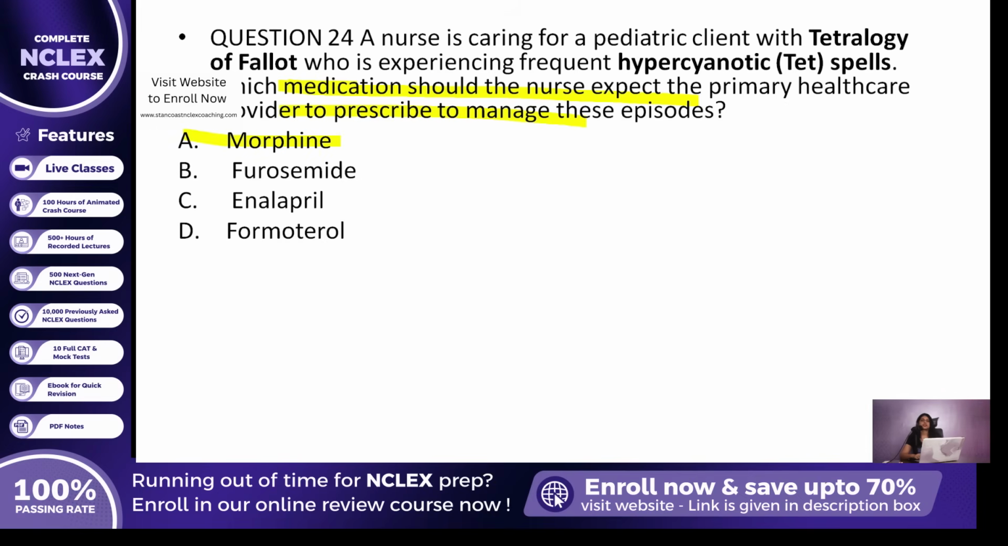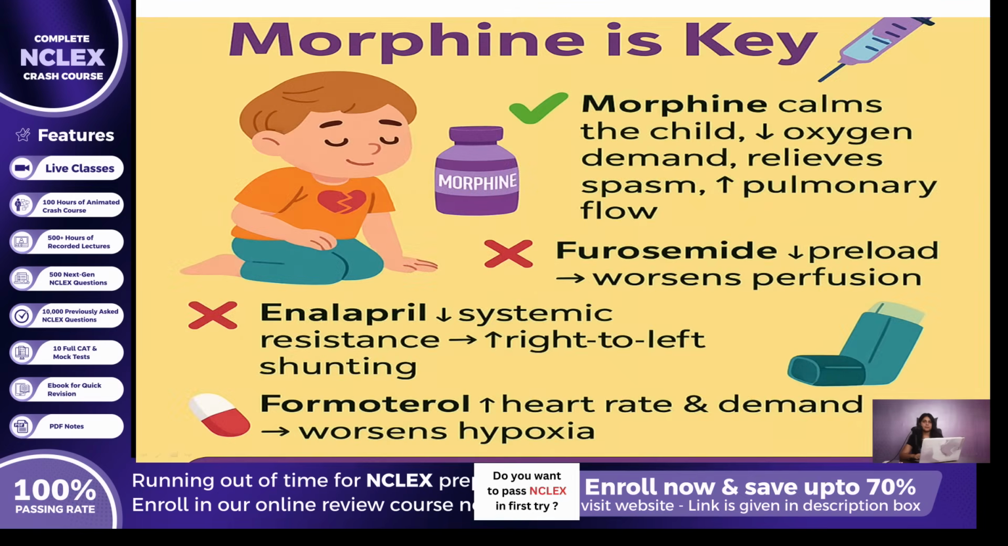Morphine. Morphine helps calm the child, reduce oxygen demand, and relieve infundibular spasm, improving pulmonary blood flow and systemic oxygenation during TET spells. Option B is incorrect because furosemide reduces preload and can worsen perfusion in this situation. Option C is incorrect since enalapril lowers systemic vascular resistance, increasing right-to-left shunting and worsening hypoxia. Option D is incorrect because formoterol raises heart rate and oxygen demand, potentially intensifying the cyanotic episode. NCLEX tip: in tetralogy of Fallot, manage TET spells with morphine, knee chest positioning, oxygen, and fluids. Never reduce systemic vascular resistance during these episodes.